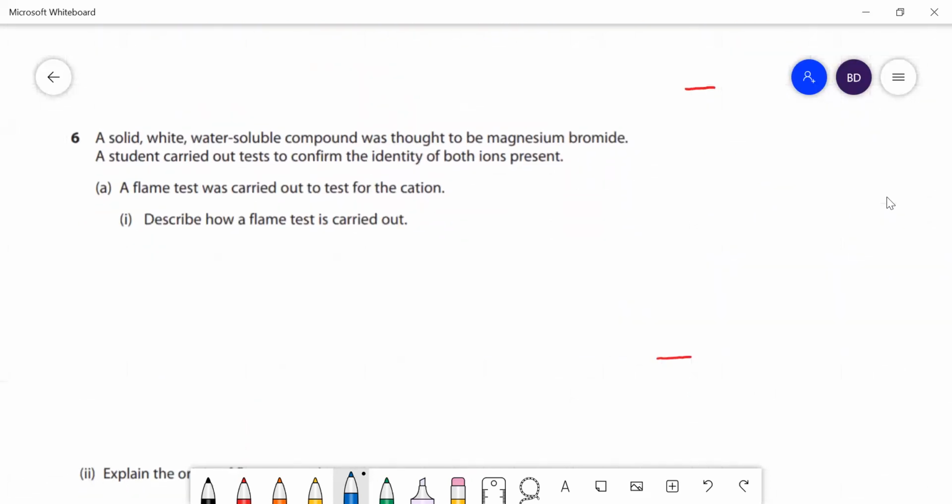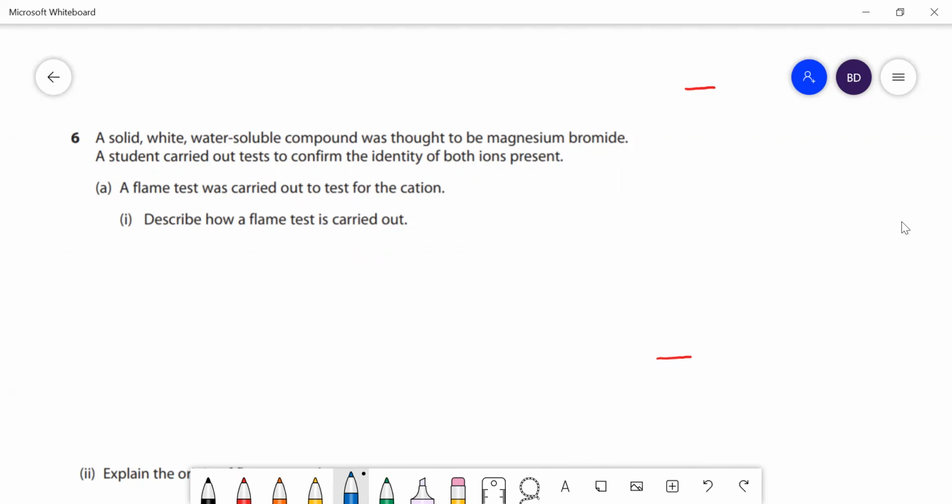A solid white water-soluble compound was thought to be magnesium bromide. The student carried out tests to confirm the identity of both ions. A flame test was carried out for the cation. How would you carry out a flame test?